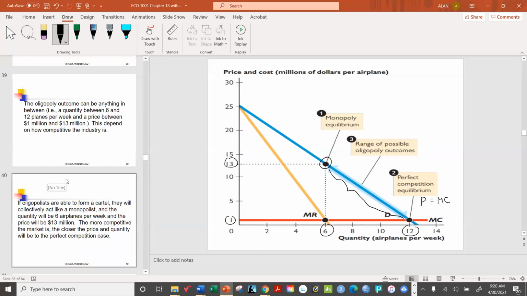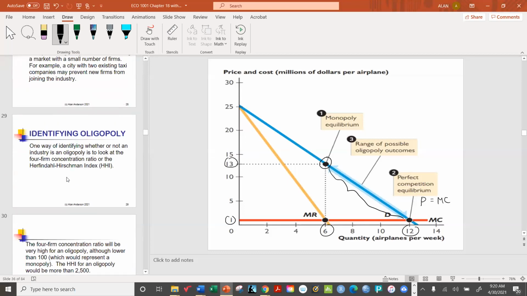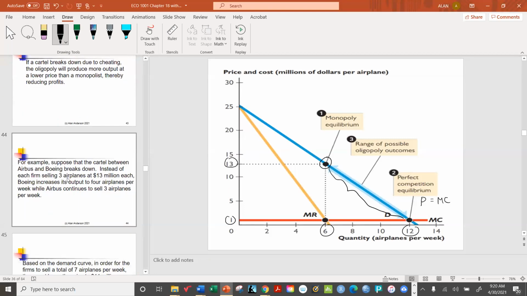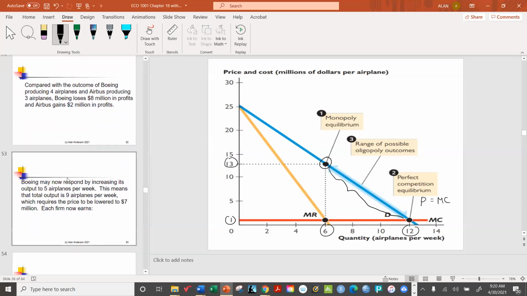By the way, they mentioned in the video the word cartel. A cartel, and I think I mentioned it in here too, means you have oligopolists who are cooperating with each other.